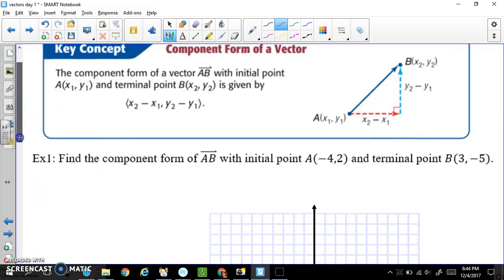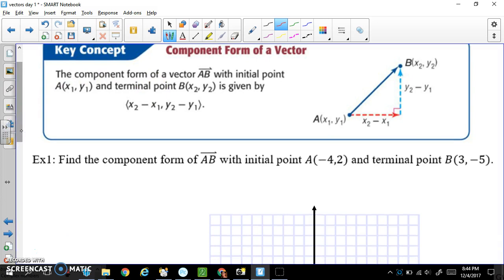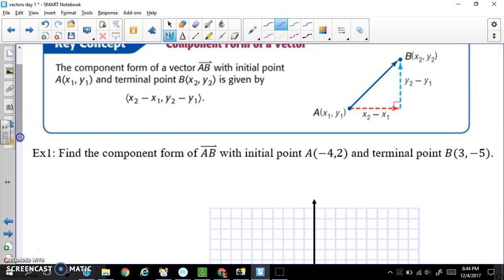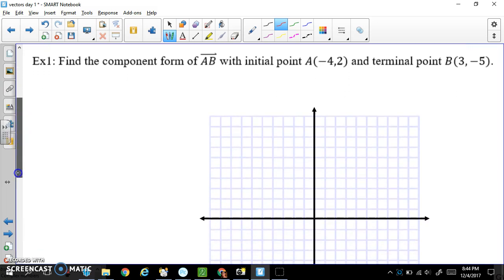Here, component form. Components are something that make up something else. So component form is just saying, what are the things that make up this vector? So if I was to have any vector, I'm going to take right here my initial point A with coordinate point x1 and y1, and my terminal point B with x2 and y2. I'm going to find its horizontal change by taking, hey, where did I end? Subtract the beginning for both the x-coordinate and the y-coordinate. And that's going to get me my change in my horizontal value and my vertical value.